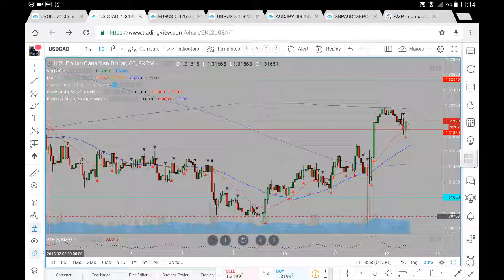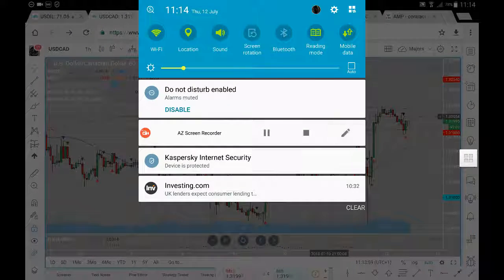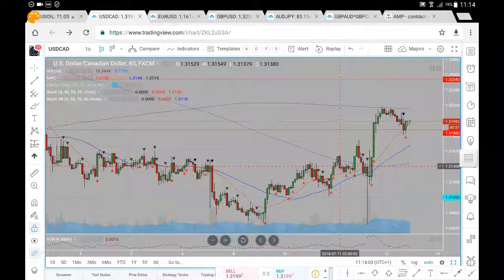So this US dollar CAD analysis for Thursday the 12th of July. Now let's just have a look around prices and the way prices may likely go. So previously we've had prices come down to test the 131, from which we did hold support.